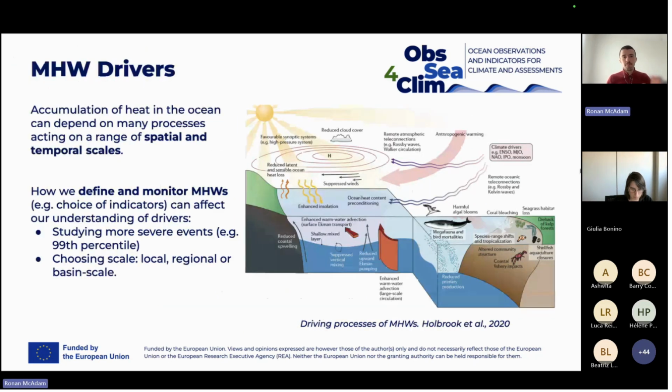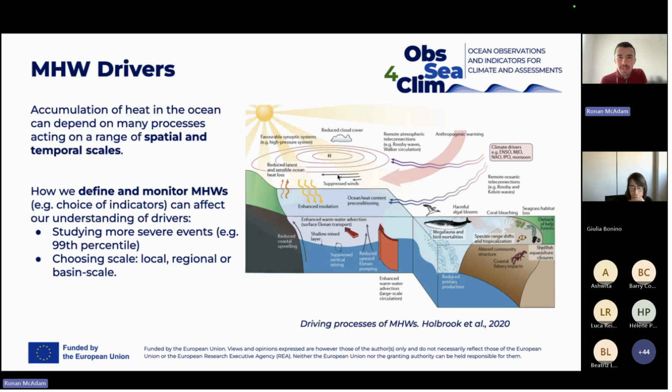First of all, let's have an overview of the different types of marine heat wave drivers. So the accumulation of heat in the ocean depends on processes which act on a wide range of spatial and temporal scales. In this very nice schematic from Holbrook et al. 2020, we have, in the lower right, some information on the impacts on ecosystems and ocean health. But for now, let's focus on the rest of the picture. On the left, we have the local scale drivers, the more direct drivers of heat accumulation in the ocean. Of course, above we have the role of the atmosphere.